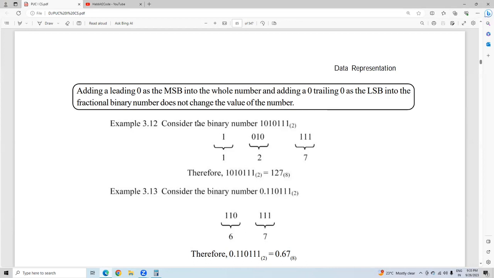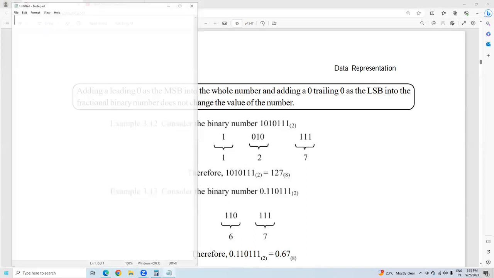Let us consider 1 0 1 0 1 1 1. You group them into groups of 3. First we have a single digit 1, then 0 1 0 is one group, and 1 1 1 is another group. So this 1 remains 1. In the octal number system, 0 0 0 is 0, 0 0 1 is 1, 0 1 0 is 2, 0 1 1 is 3, 1 0 0 is 4, 1 0 1 is 5, 1 1 0 is 6, 1 1 1 is 7.